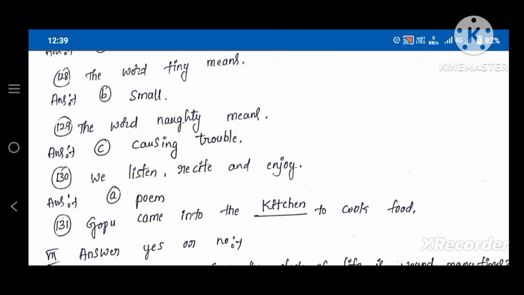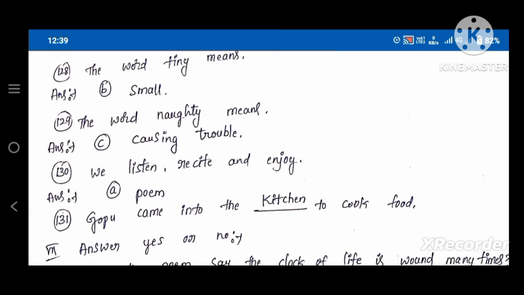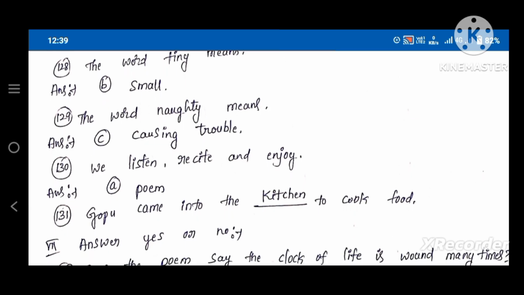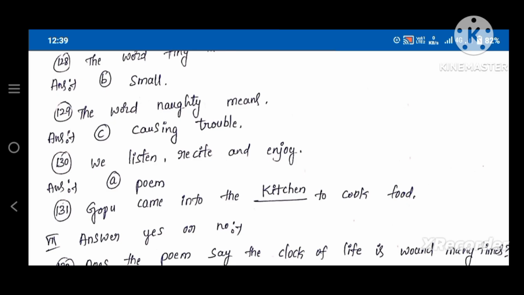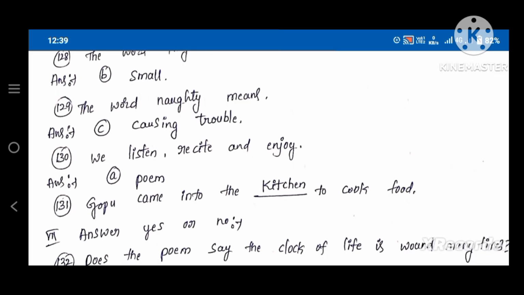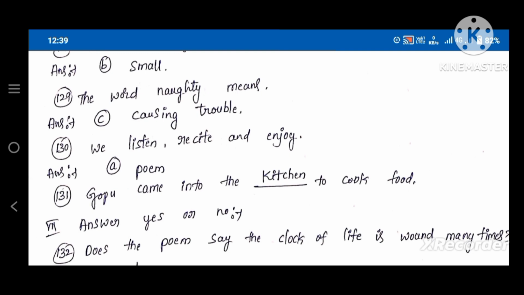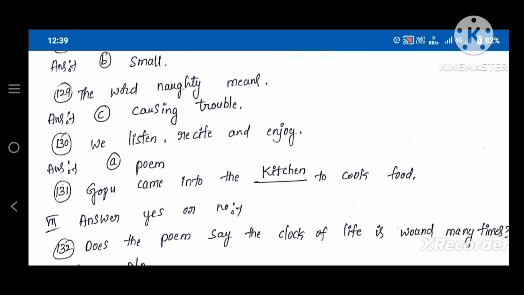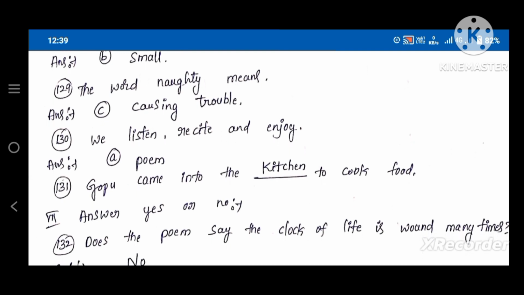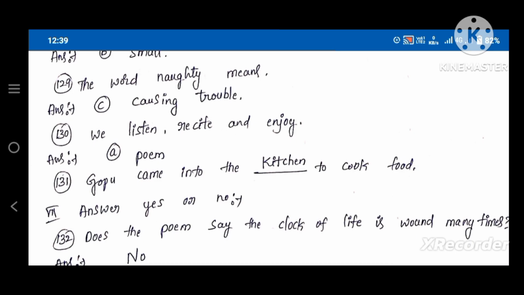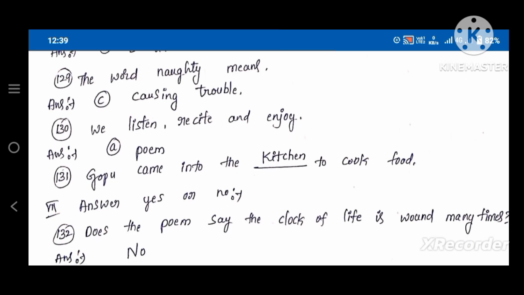The word tiny means small. The word naughty means causing trouble. We listen, recite, and enjoy poems. Gopu came into the kitchen to cook food. Seventh main, answer yes or no. Does the poem say the clock of life is wound many times? No.